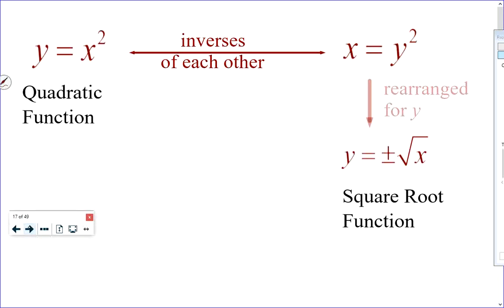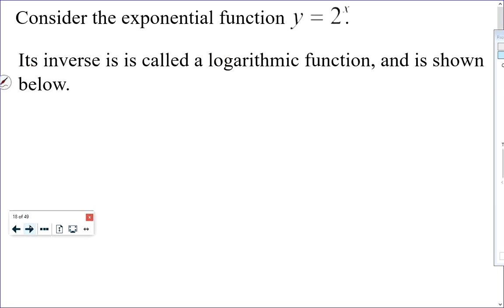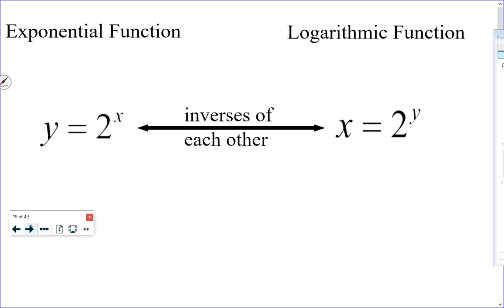And by the way, this is called the quadratic function. The inverse is a square root function. If we look at, just as an example, and there are a lot of different exponential functions I could use here, I could have used 0.5 to the x, I could have used y equals 10 to the x, but I'm going to stick with y equals 2 to the x. The inverse of this exponential function is called a logarithmic function. And the inverse would be what we get when we switch x and y. So when we look at y equals 2 to the x, we call that an exponential function. When we look at x equals 2 to the y, we call that a logarithmic function.